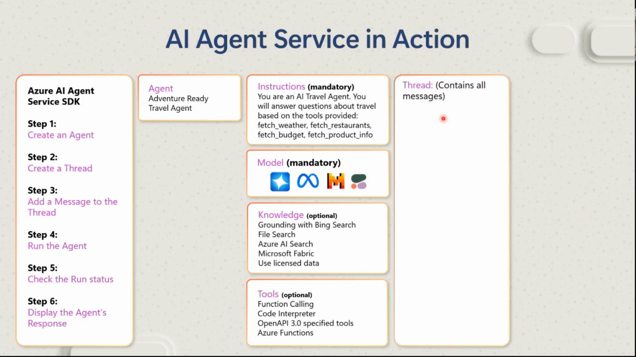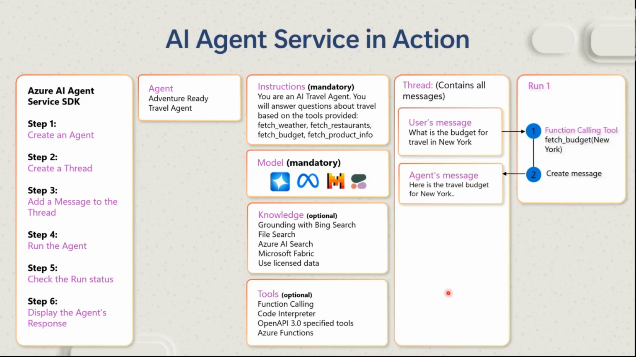So you'll create a thread which contains all of the messages, and then from here I'll ask, okay, what is the budget for travel in New York? And the large language model will automatically orchestrate and determine that based on this query, we will use the fetch budget tool. And then from there, based on this query, I know that New York is what we're actually looking for. And then from here, we'll say, okay, here's the travel budget for New York.